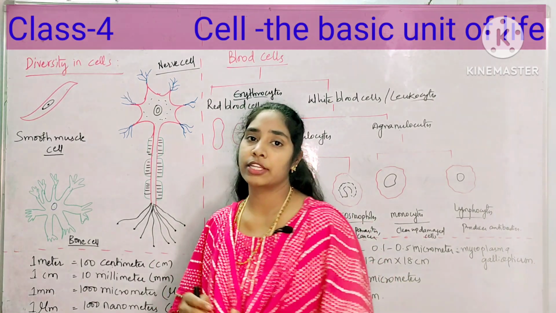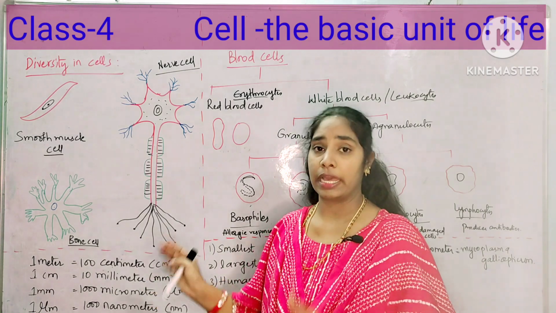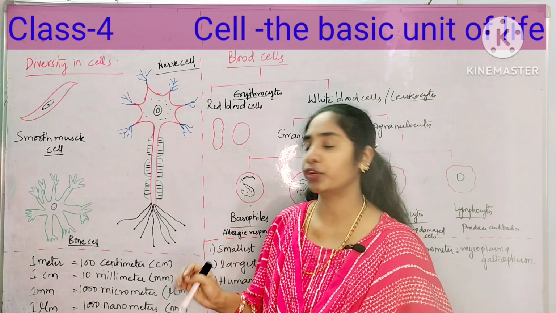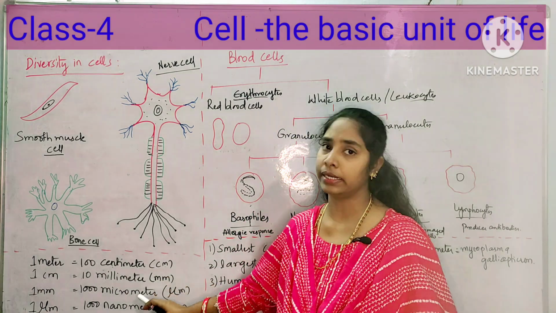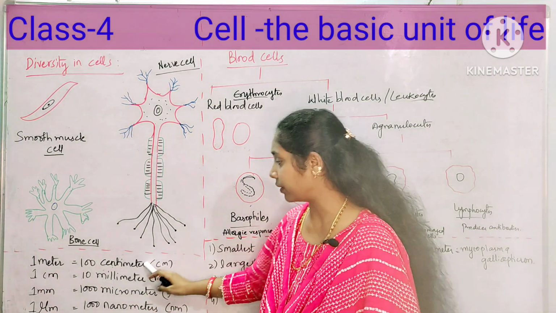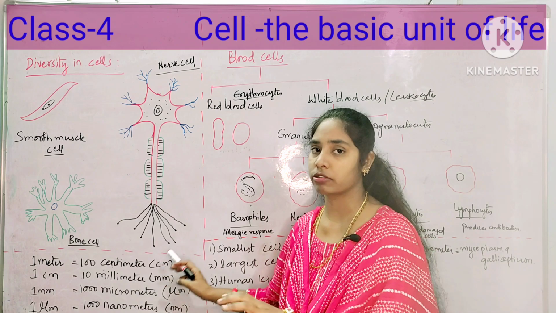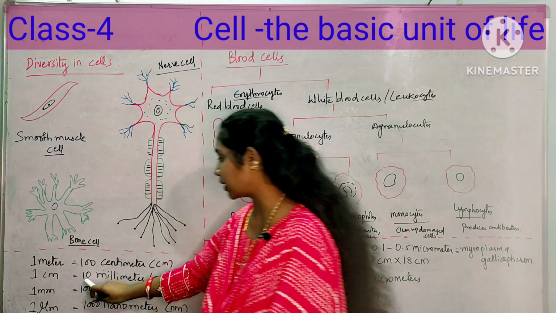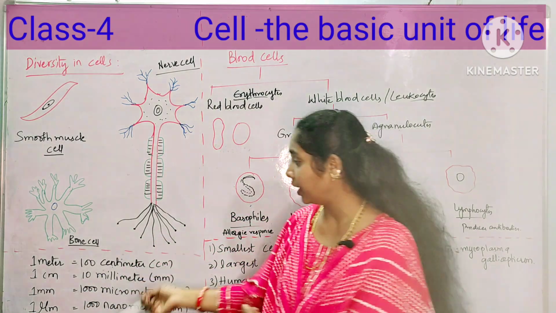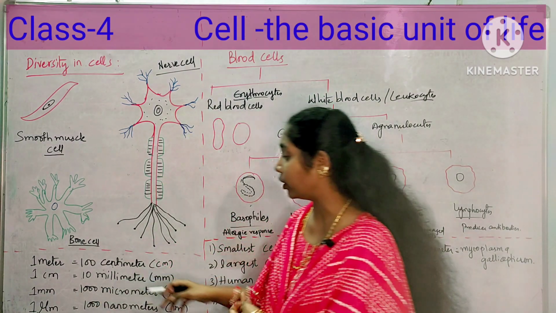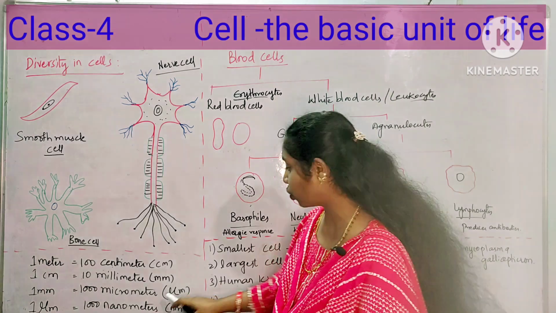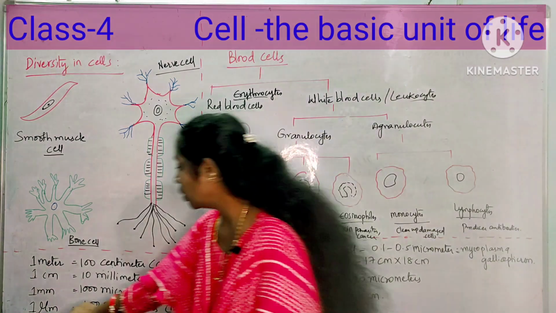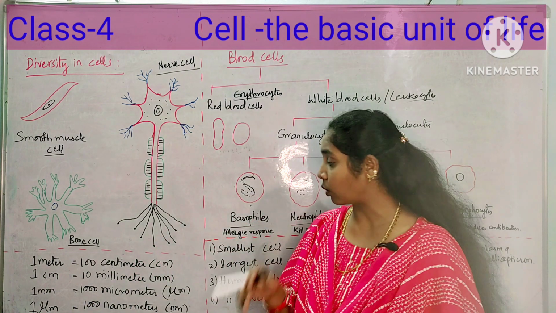For our easy calculation, it will be useful in our laboratory to measure the size of an organism. 1 meter is equal to 100 centimeters. We knew it. This centimeter in short form is called cm. Next, 1 centimeter is equal to 10 millimeters. Next, 1 millimeter is equal to 1000 micrometers. Micro is written like this. Next, 1 micrometer is equal to 1000 nanometers.